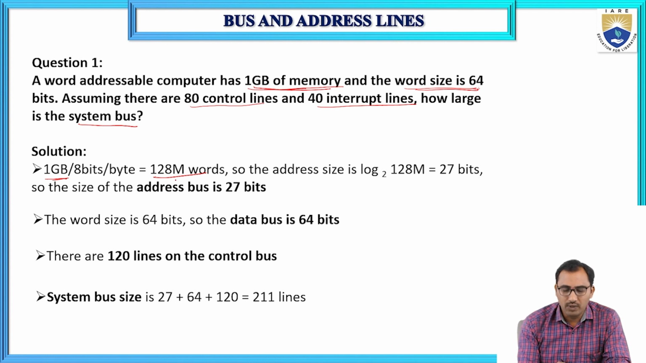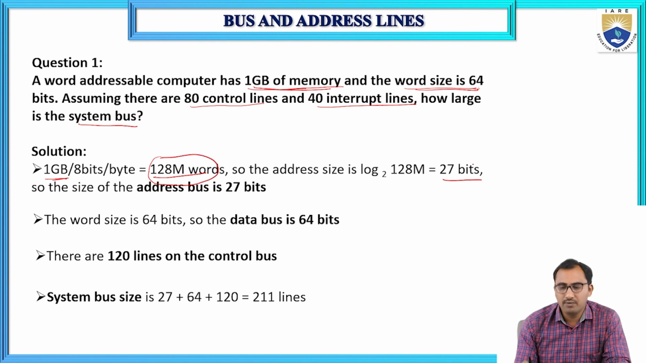So if 128 megawords are there, then in order to represent that 128 mega, we require 27 bits, because this is a memory capacity. This is the number of memory locations.